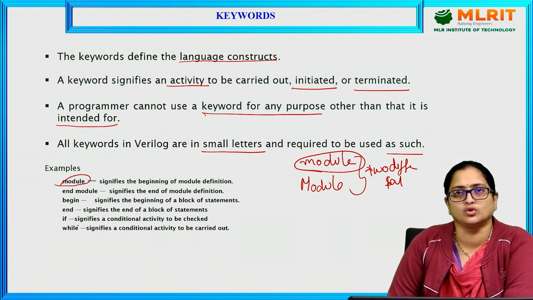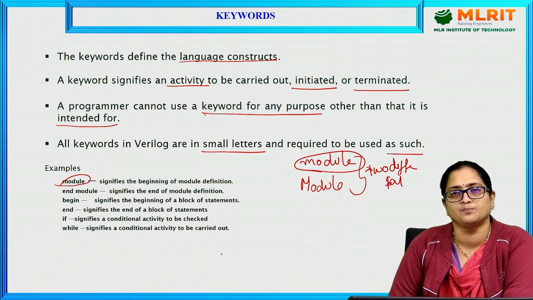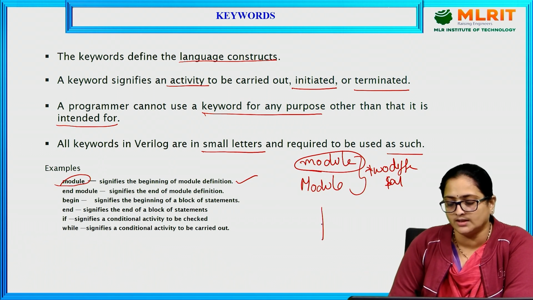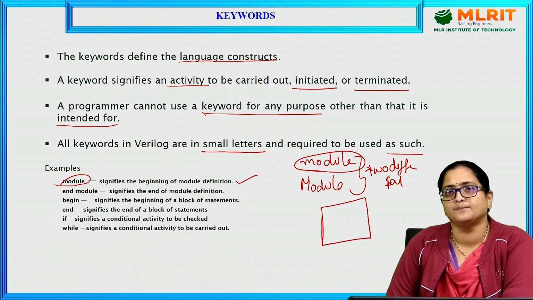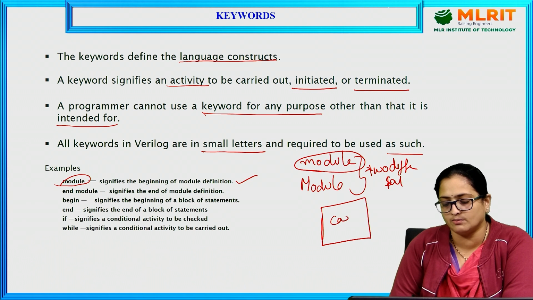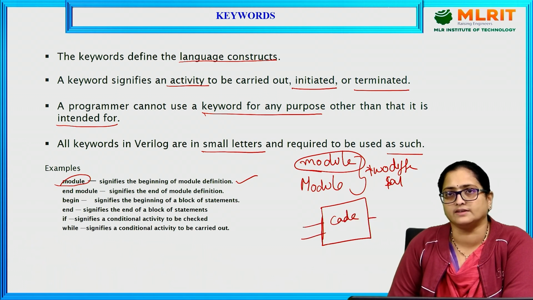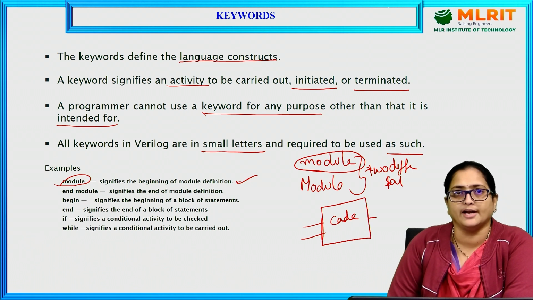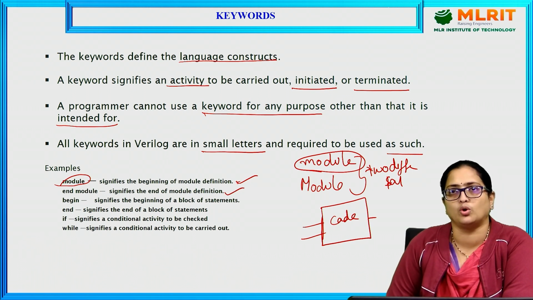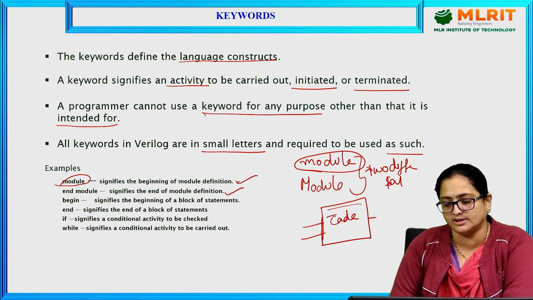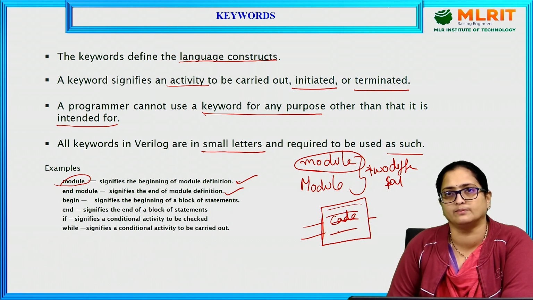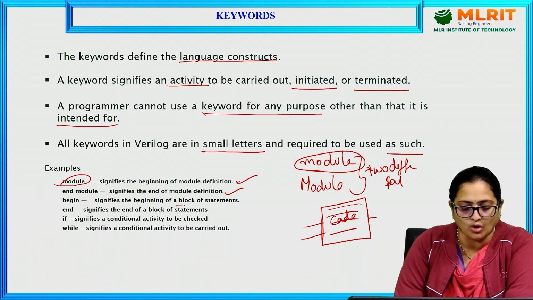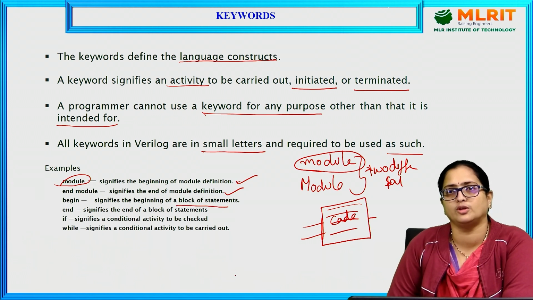Here, for example, I have given some keywords. The first one is module. What is the function of the module? It just begins the module. It shows that you are assigning some code for this module, and that your code starts from this statement. And endmodule signifies the end of the module, that is, the code which you have written in the module has ended. Begin signifies the beginning of a block of statements.